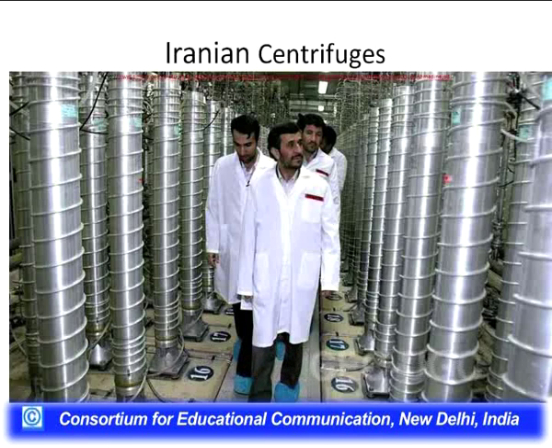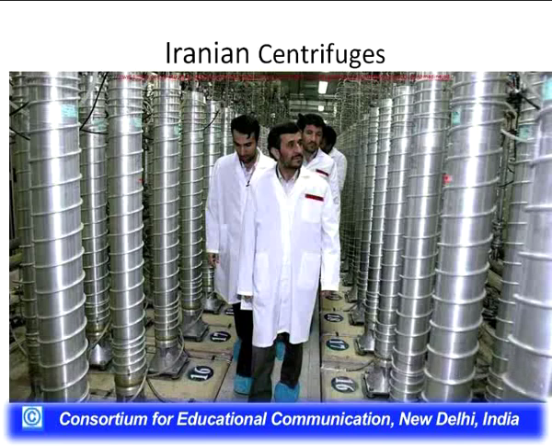Now, the picture shows you the cylindrical steel that you can see there. These are the centrifuges, and these centrifuges rotate, and through the fast circulation of the uranium gas, U-235 isotopes are created, which is used for the making of the nuclear bomb. In the picture you see the previous president of Iran, Ahmadinejad, having a look at those nuclear reactors. These pictures are there on the internet.